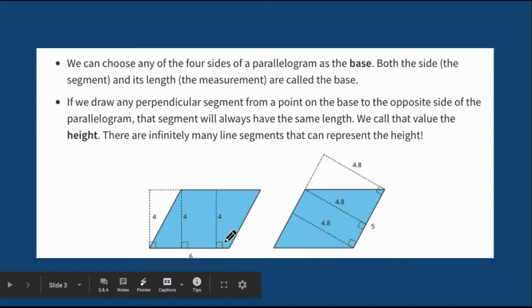You see this little box tells us that it's a 90-degree angle to this line here. In this first one, we chose the bottom here as the base, so 6 is our base. And then any of these lines that show the distance from the base to the opposite side, as long as it's perpendicular, is our height. Same thing here, if we chose this same parallelogram, but let's choose the base as this right side where it's 5, the height just has to be perpendicular going to the opposite side.